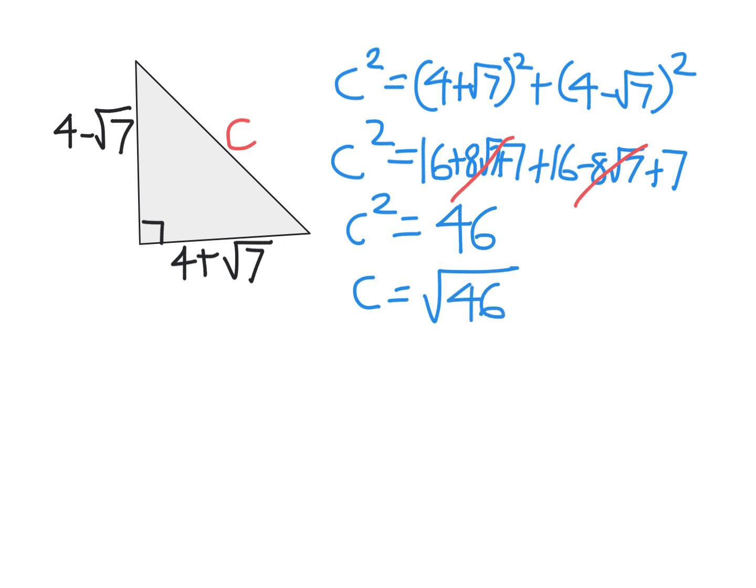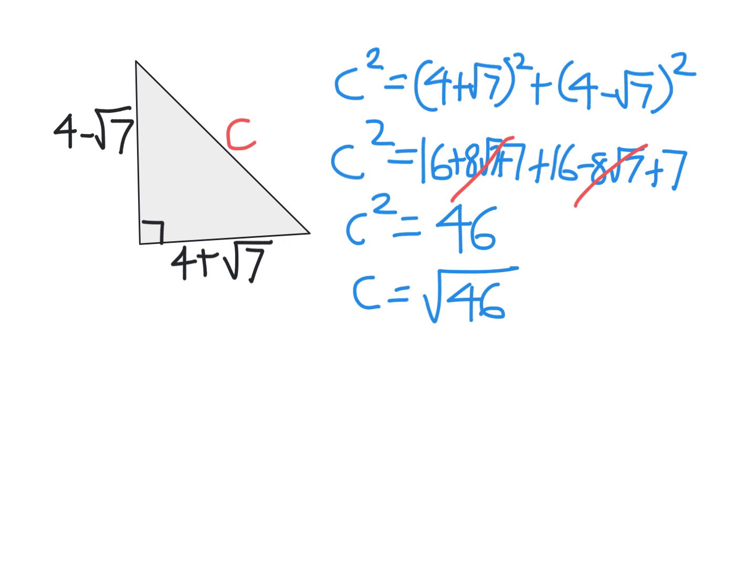So can we simplify this any further? Turns out we can't. The only perfect square that goes into 46 is 1, and that doesn't really help us. So that's our final answer. C must be the square root of 46. Here we solved a more complex problem that had a trick to it. So if we can do this, we're at a B level.